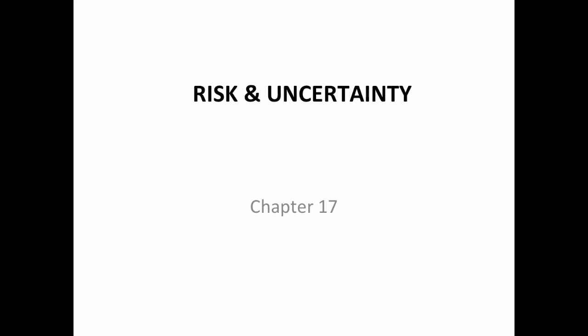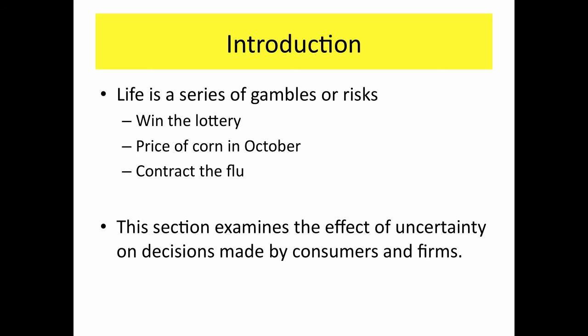This section of the course deals with choice under risk and uncertainty. It draws from Chapter 17 of the textbook. Now, the thing that's important to realize about risk and uncertainty is that it's everywhere. Life is a series of gambles or risks.